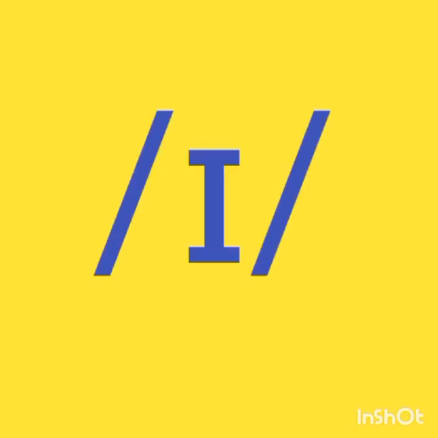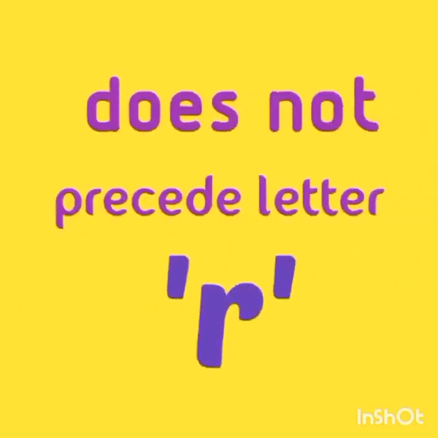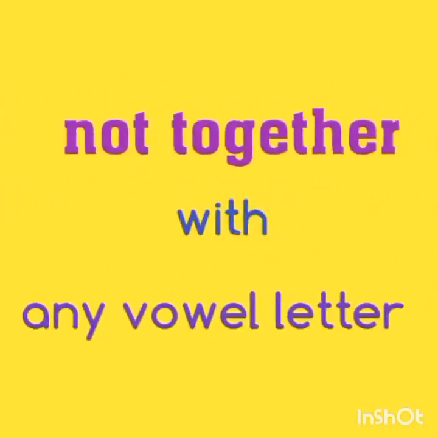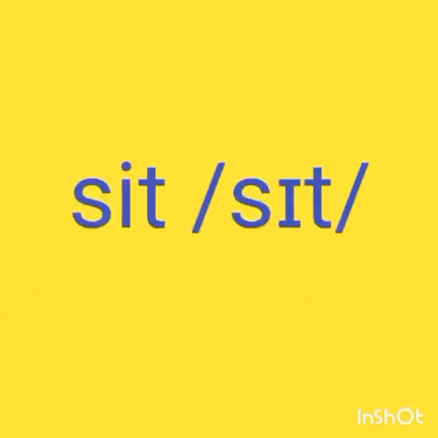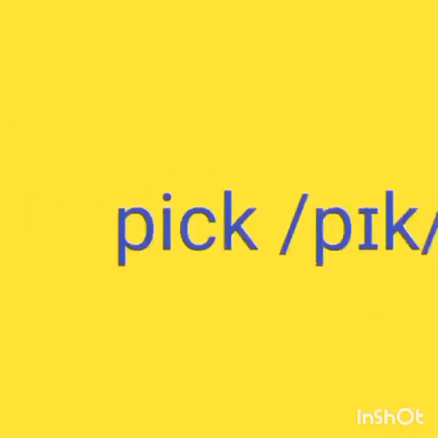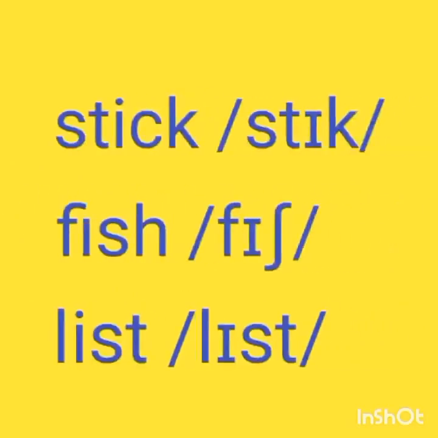The sound /ɪ/ is basically the sound of letter I. Letter I is sounded /ɪ/ when it does not precede letter R or when it is not together with any vowel letter. For instance, the word SIT is pronounced sit. Sit. The word PICK is pronounced pick. Pick. Let's have more examples.